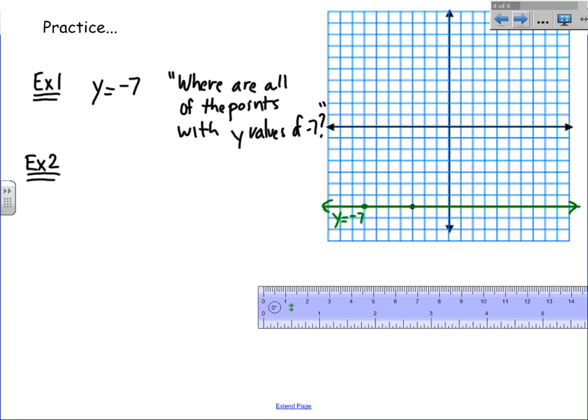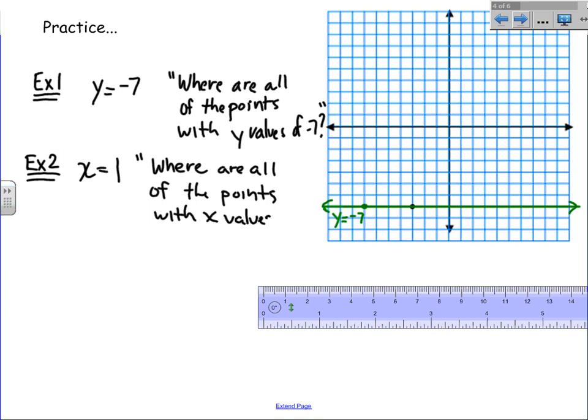All right. How about x equals 1? What do you need to think? What are the thoughts that you should be thinking? I want us all to write that down here. I'll give you the first word. Where? You can finish it. That's the thought question I want you to ask. Kataska? Where are all the points with x values of 1? Very good. Where are all of the points with x values of 1.